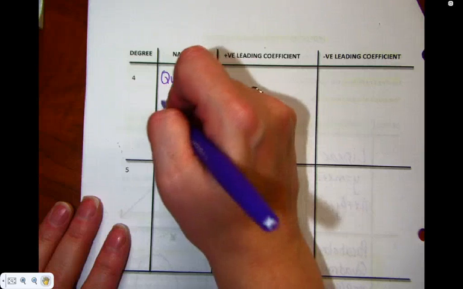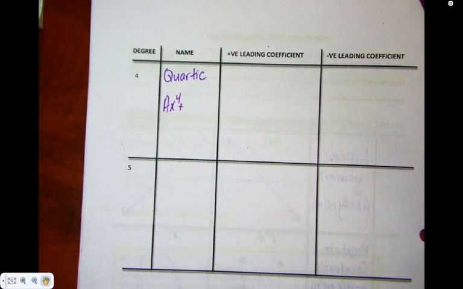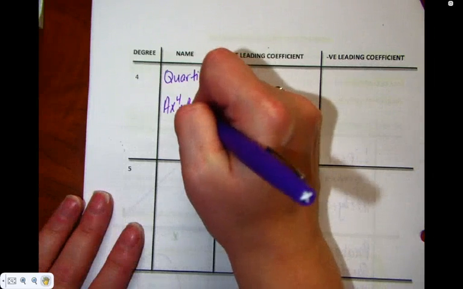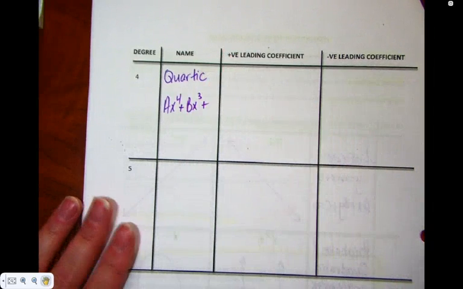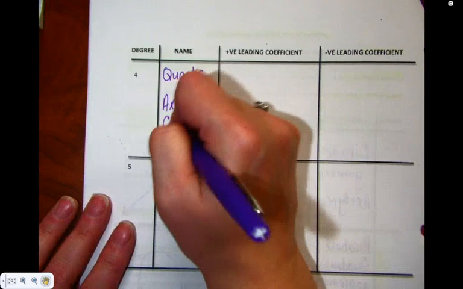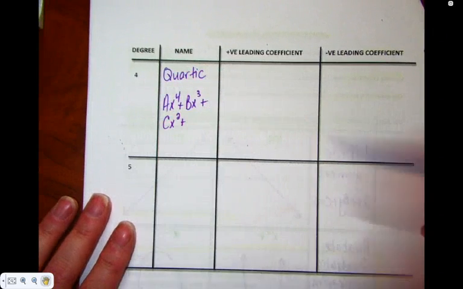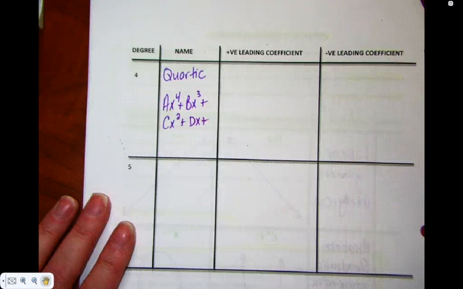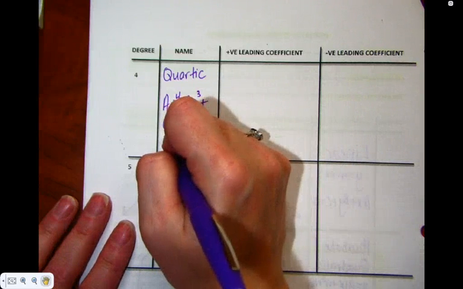And his form is ax to the fourth plus, let's see how much we can figure out the pattern here, bx cubed plus cx squared plus e, because we're not creative, we're just using the alphabet in order.